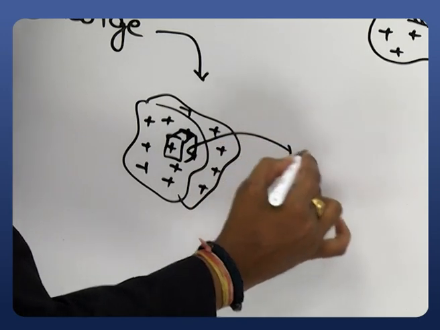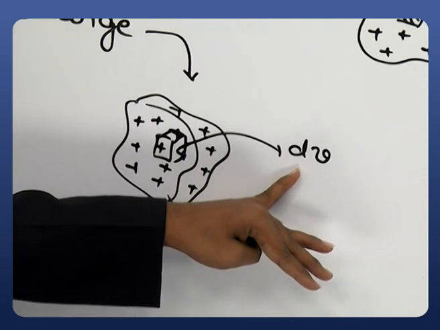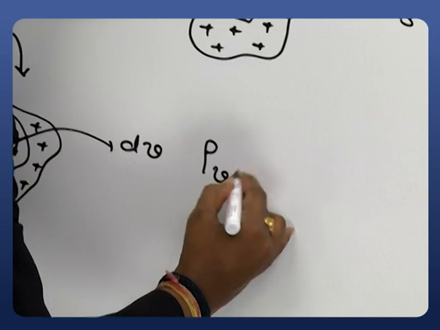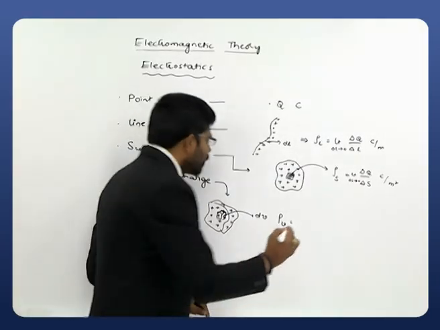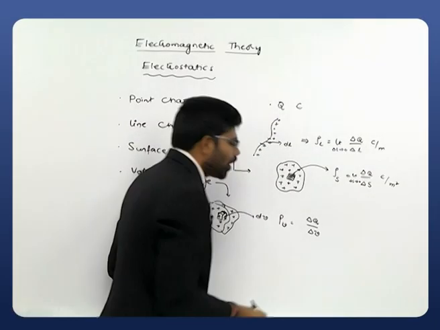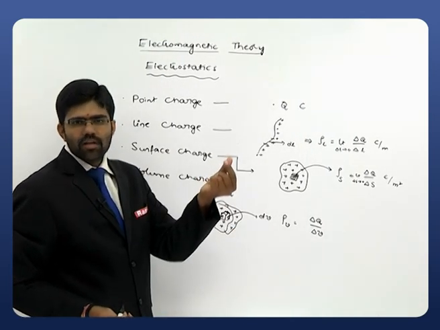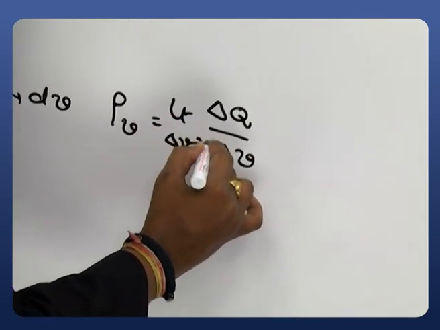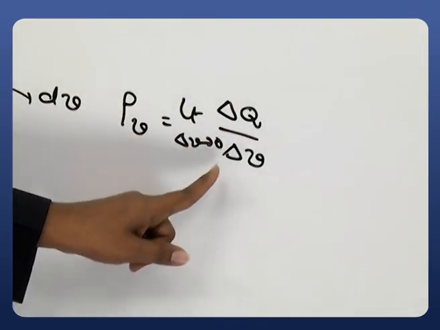For that, we take a differential volume dV and calculate how much charge is there per differential volume. So the volume charge density can be represented with the symbol rho v. Rho v is equal to the amount of charge we have per given differential volume. This differential volume is an infinitesimal volume that we are considering. Since it is infinitesimal, take the limit delta v tends to 0. So the volume charge density is the limit as delta v tends to 0 of delta q by delta v.